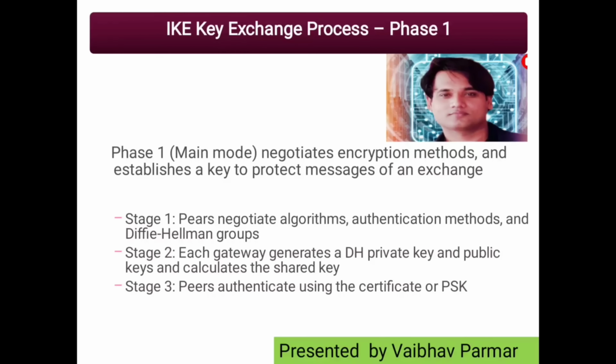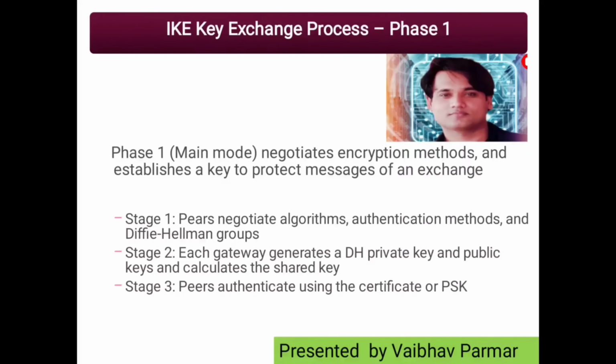Troubleshooting a VPN requires an understanding of the process of creating a VPN tunnel. Following is the IKEv1 exchange process. Phase 1, main mode, negotiates encryption methods such as AES, 3DES, etc., the hashing algorithms such as MD5, and establishes a key to protect the message of an exchange.